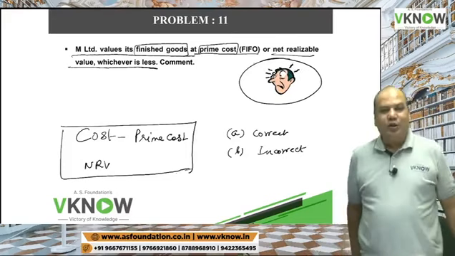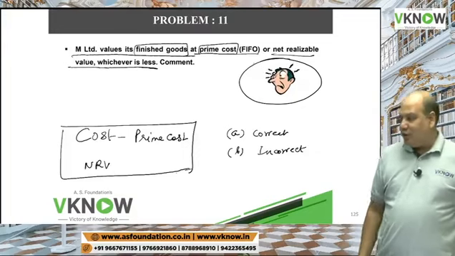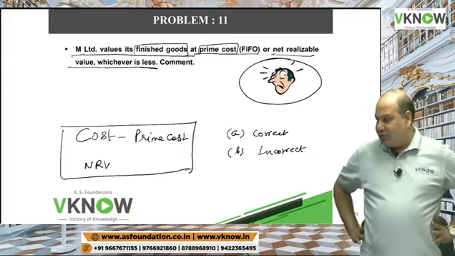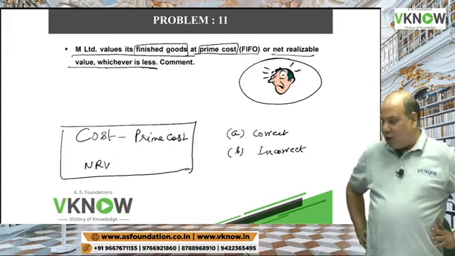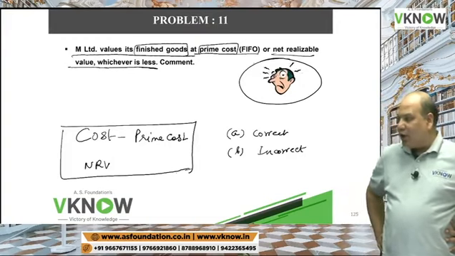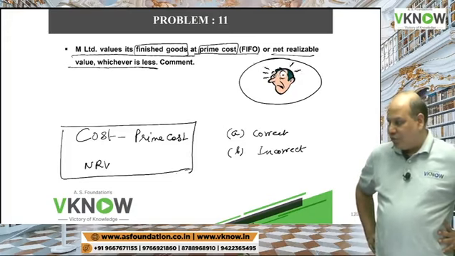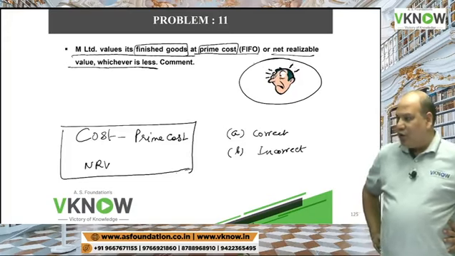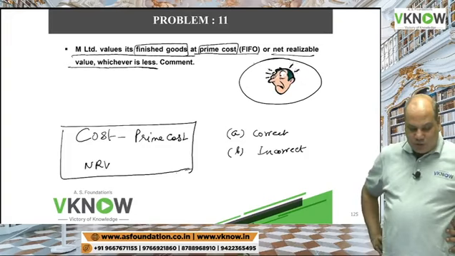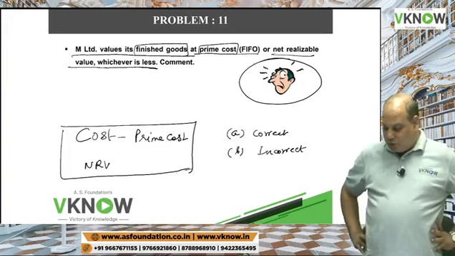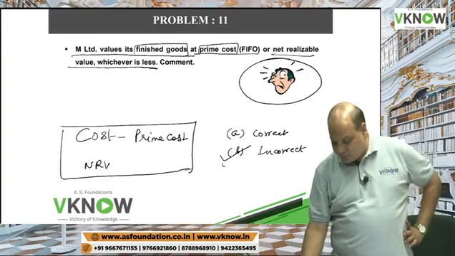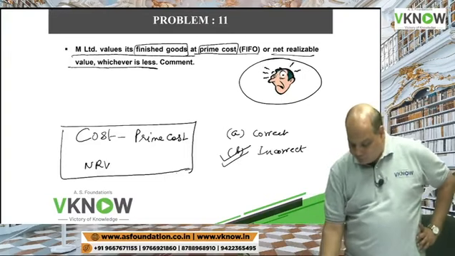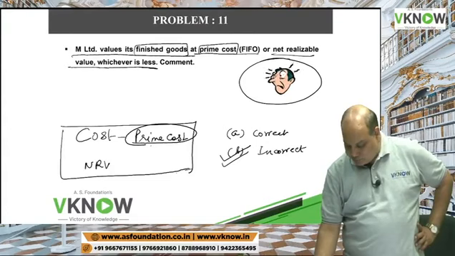Whether this accounting policy followed by the company is correct or incorrect. Can the company value inventory at prime cost? You are not responding. The answer is incorrect. Why is it incorrect? Prime cost is not correct.